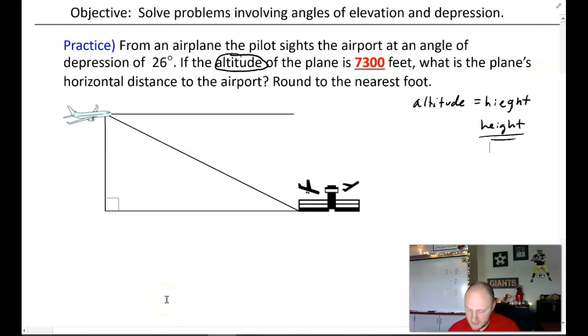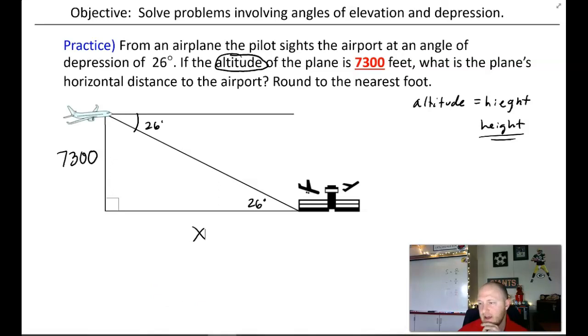Hopefully you tried this one. They tell us that the airplane has a pilot that sights an airport with an angle of depression of 26 degrees. So putting this inside of our triangle, 26 degrees is down at the bottom. That's actually an angle of elevation from the airport up to the plane. It's the same thing. Then they say the altitude of the plane is 7,300 feet. What is the plane's horizontal distance to the airport? So you're trying to solve for this. If that kind of confused you, pause the video and solve from here.